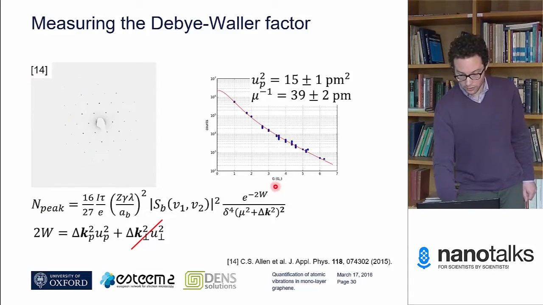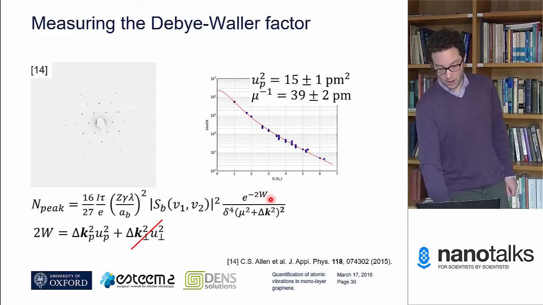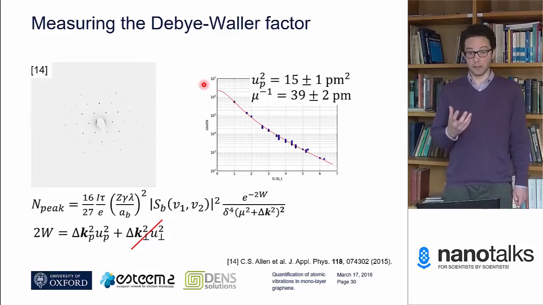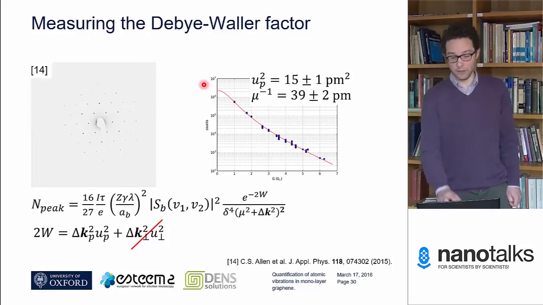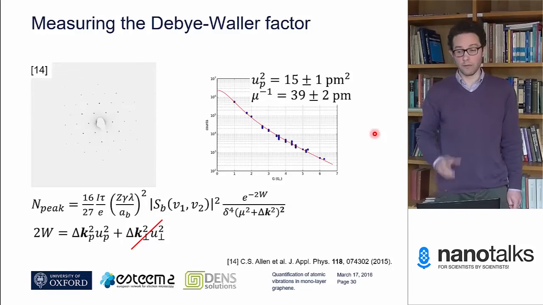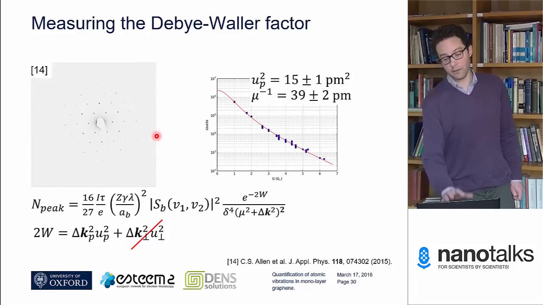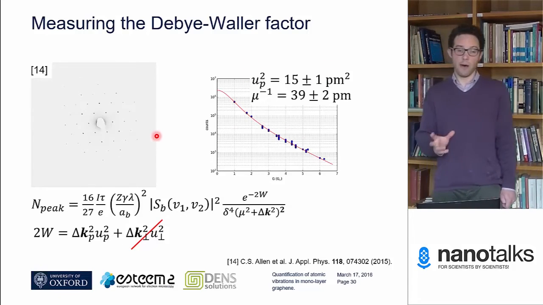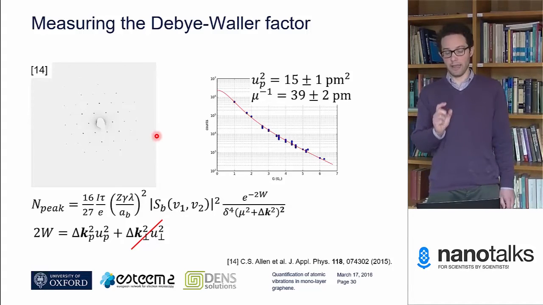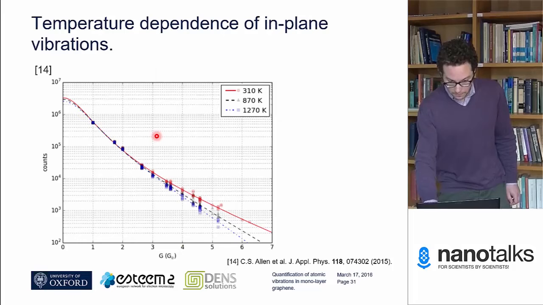So we can then fit this analytical equation to our experimental data and extract from that a Debye-Waller factor, the mean square atomic displacement from the ideal lattice positions, and also an inverse Coulomb screening length. The inverse Coulomb screening length that we extract broadly agrees with theoretical calculations for what it should be, and we get a value of something like 15 picometers squared for our room temperature in-plane mean square atomic displacement.